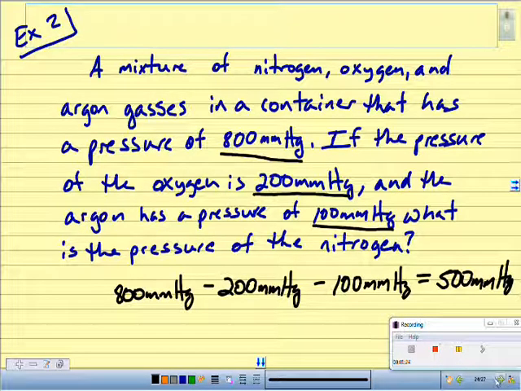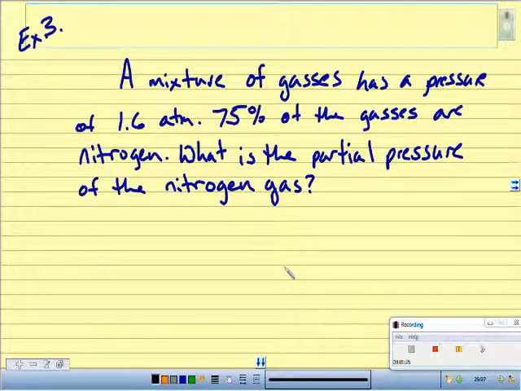Okay? The third type of problem is when they give you what percentage of the gases is something. Like in this particular problem, it says a mixture of gases has a pressure of 1.6 atmospheres. 75% of the gases are nitrogen. What is the partial pressure of the nitrogen gas?